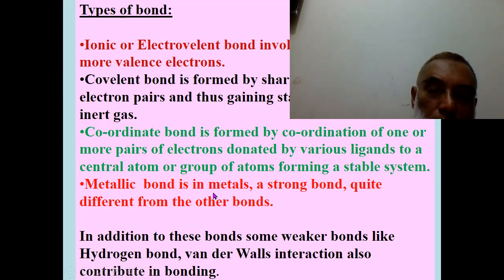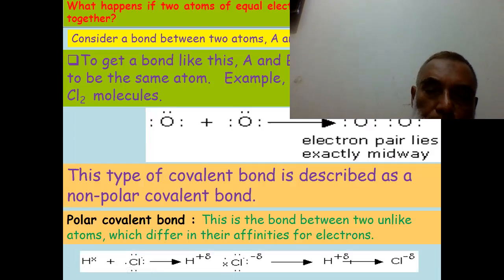Metallic bond is formed by sharing electrons of an atom with electrons of so many other atoms. Thus, in a sea of electrons, all the atoms of metal are lying, and they are sharing those electrons together, forming a strong bond that is known as your metallic bond. In addition to these bonds, some are weaker bonds like the hydrogen bond and the van der Waals interaction. They are contributing in the bonding of atoms.